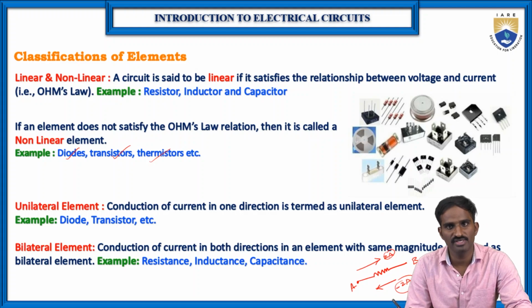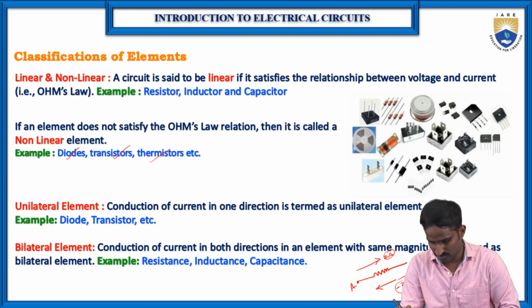So the bilateral elements are nothing but the conduction of the current in both directions with the same magnitude, and those kinds of elements are called bilateral elements. The best examples for the bilateral elements are the resistance, inductance, and the capacitance.